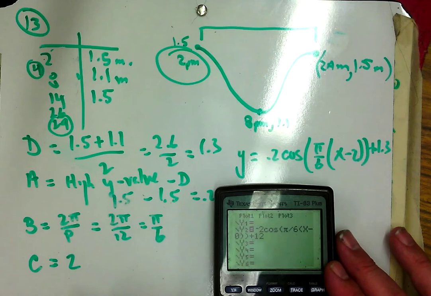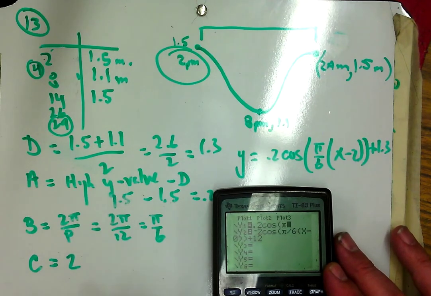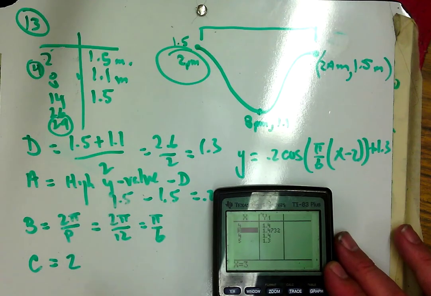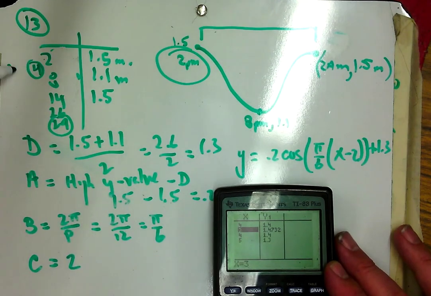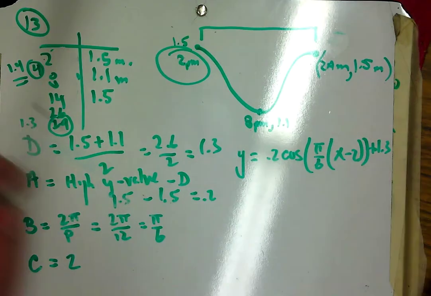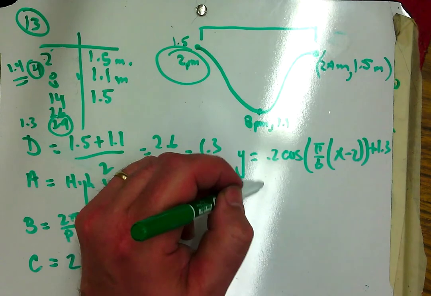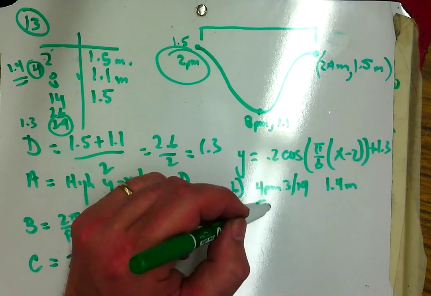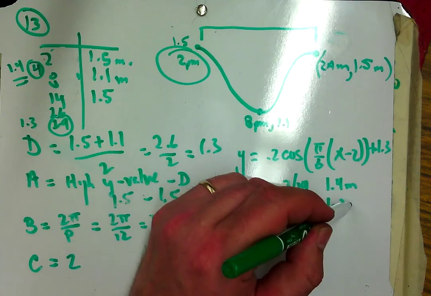So we're typing in 0.2 cosine of pi divided by 6 times (x minus 2), plus 1.3. And we'll go over to the table, and we'll type in 4, and we'll see that the depth is 1.4 meters at 4 p.m., and we'll type in 29. 29, 3 hours after 26, 24 after, yes, 29, and I got 1.3 meters. So for part B, at 4 p.m. on 3/19, the depth is 1.4 meters, and at 5 p.m. on 3/20, the depth is 1.3 meters.